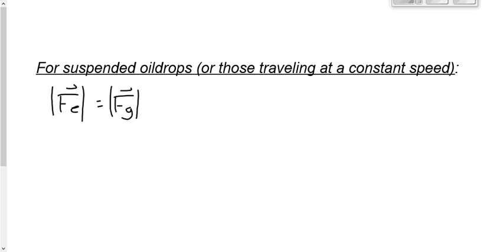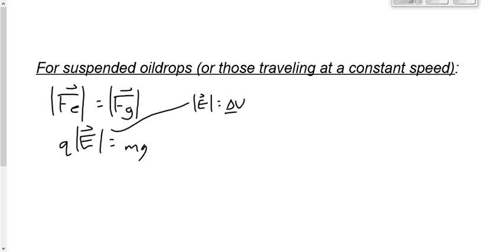Yep, QE, good. Q times the electric field, and that's equal to, of course, M times G. Now, sometimes we have to replace E with delta V over delta D. Sometimes we don't. It depends on the givens that you have in the question. Rearrange this equation. Solve for Q.